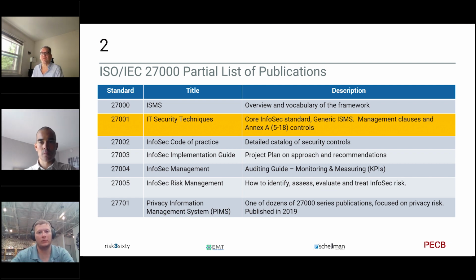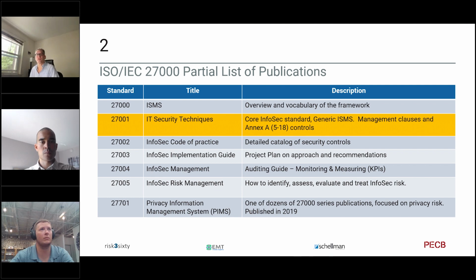27002 is an InfoSec code of practice. It's essentially a detailed catalog of security controls, which tells you what would constitute, say, security monitoring. It gives you some guidance in how to actually adhere to 27001. Very useful document if you're not that familiar with how to achieve that. 27003 is more the project management aspect of it, how to implement it. What is a project plan? What are some recommendations? That's useful if you're on that journey.